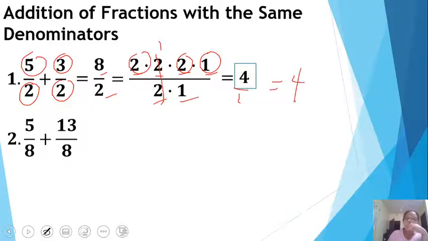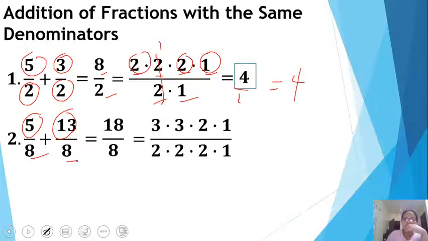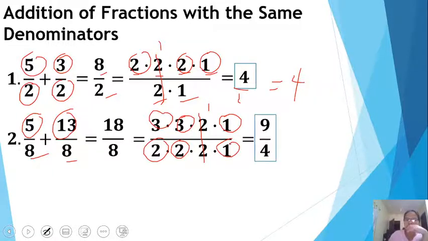How about 5 over 8 plus 13 over 8? So simply add 5 and 13, which will give us 18. Over 8, copy the denominator. Then by simplifying, if there's a common factor, that becomes 1 already. So we're left with 3 times 3 times 1 for the numerator and 2 times 2 times 1 for the denominator. So that's 9 over 4.